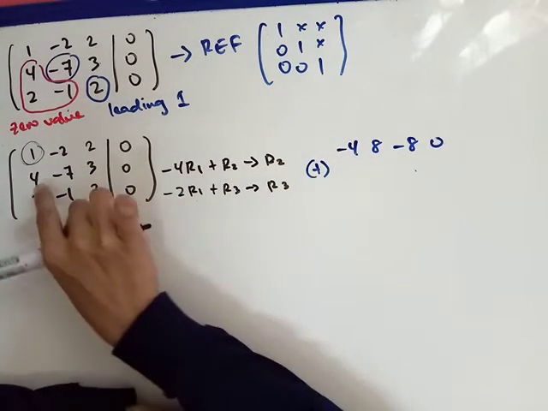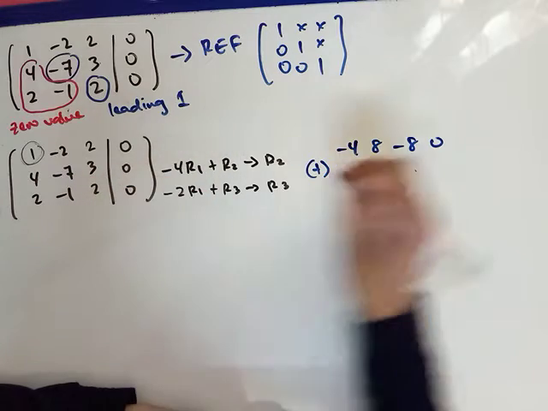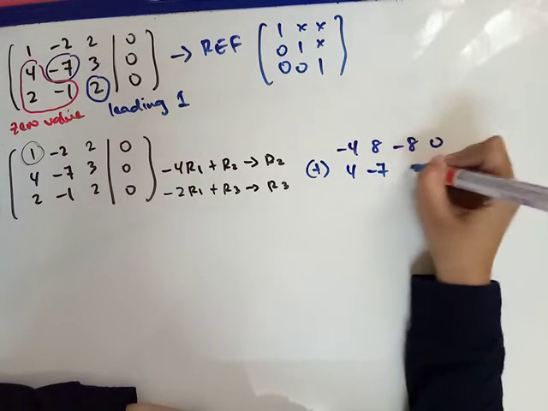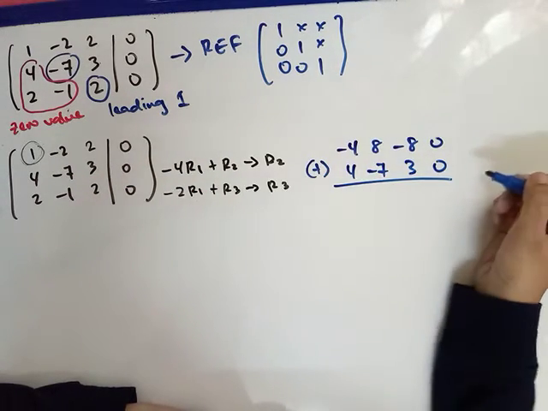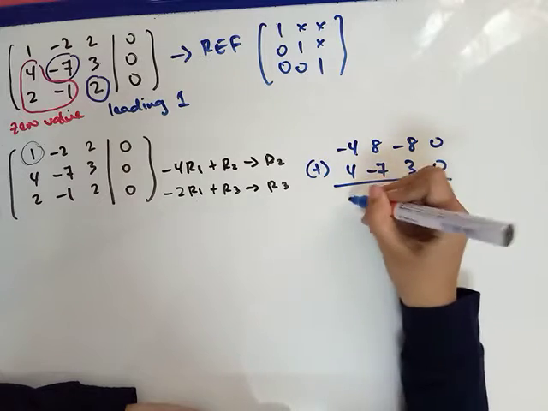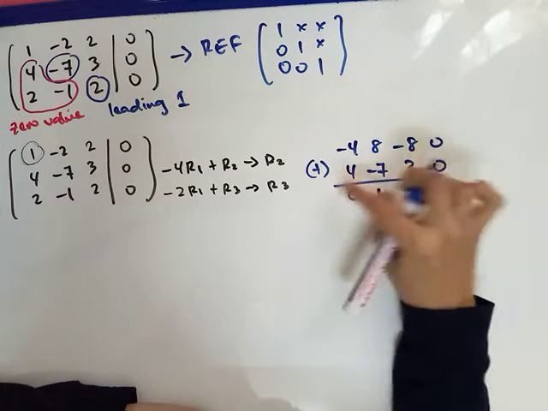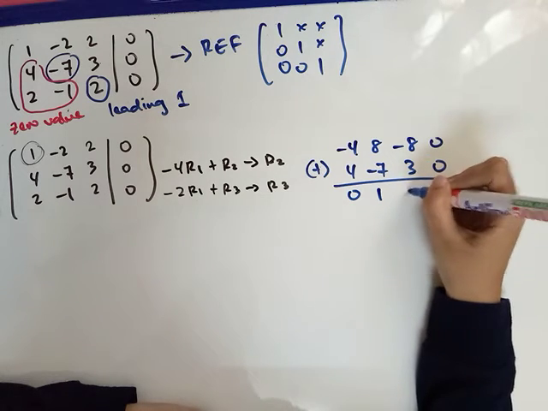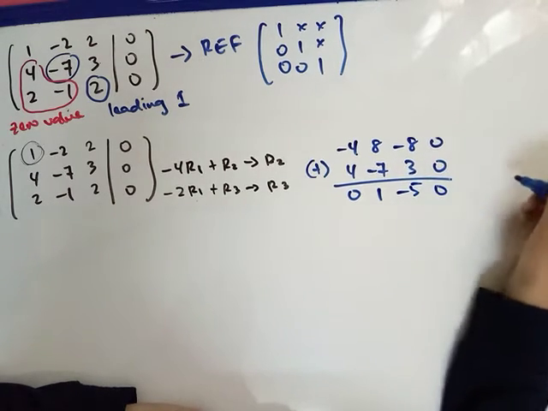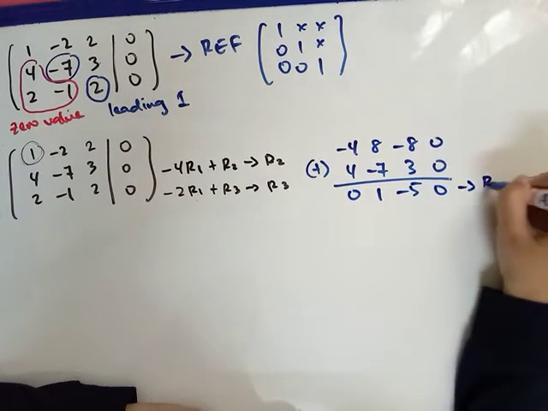Row 2 is 4, -7, 3, 0. Then you need to solve: -4 plus 4, you get 0. 4 minus 7, you get -3. -8 plus 3, we get -5. Then this is 0. Then it goes to row 2.